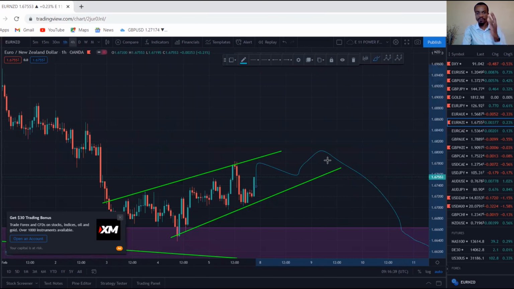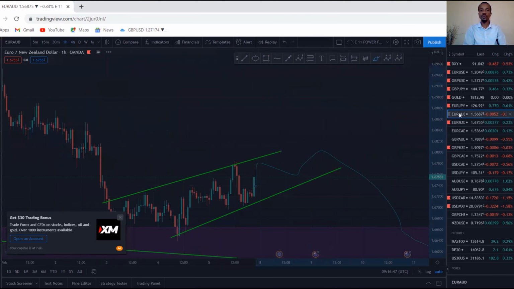Okay, 1-hour time frame still the same. Our price, we're waiting for a break and a continuation. This is a continuation pattern to the downside. Let's take a look at EURAUD.